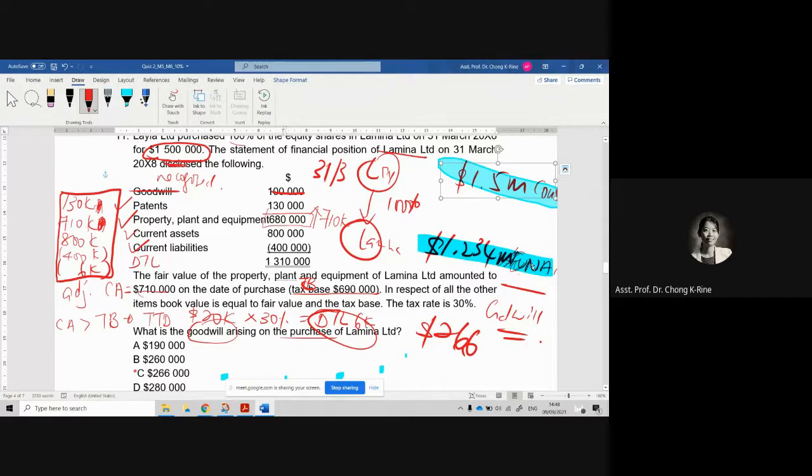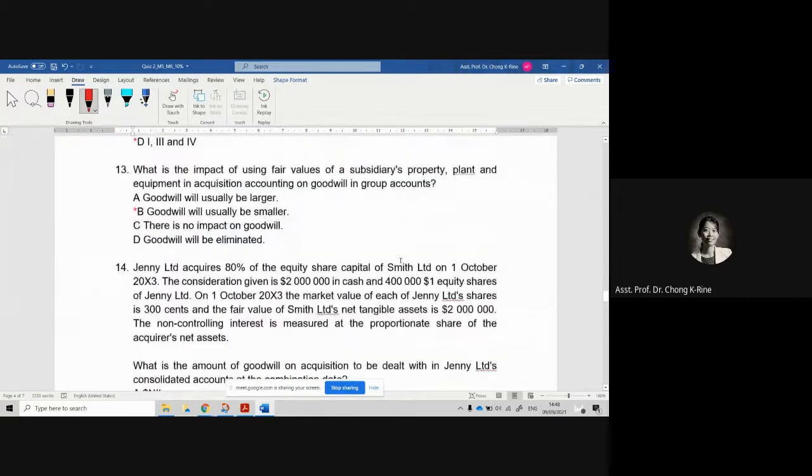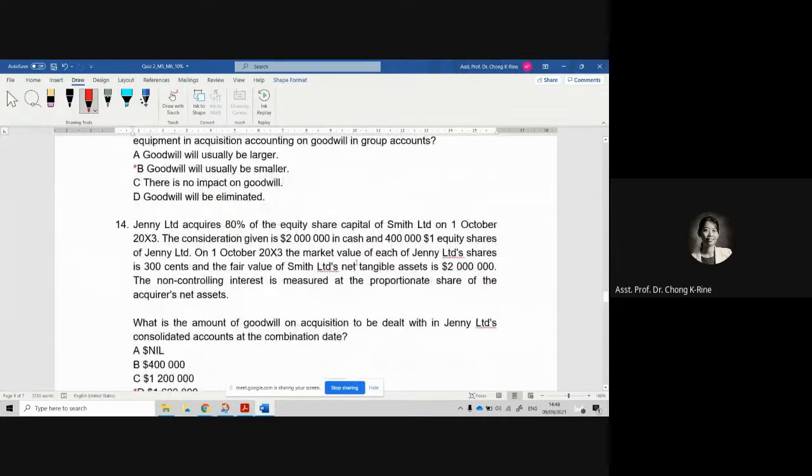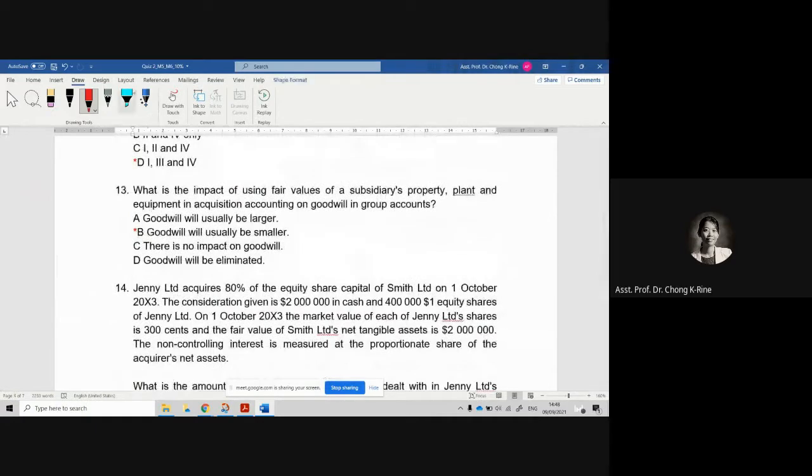consideration minus fair value of identifiable net asset is equal to goodwill. Am I correct? This minus this is this. Okay, I write down. This is maths. I forgot most of my maths technique already, but yeah, this is the one. So goodwill is equal to consideration minus fair value of identifiable net asset. Correct or not? Like what we said just now, 1.5 million minus 1.234 million is equal to 266,000 goodwill. Okay, now. So let's see.